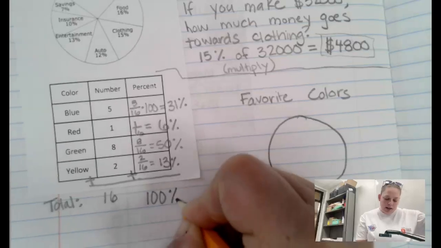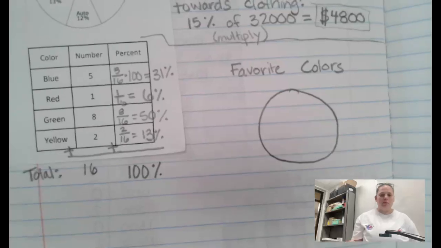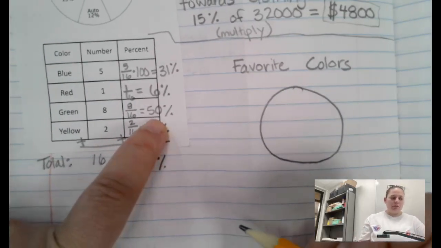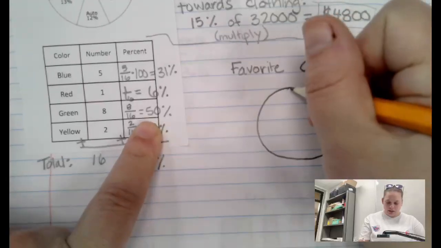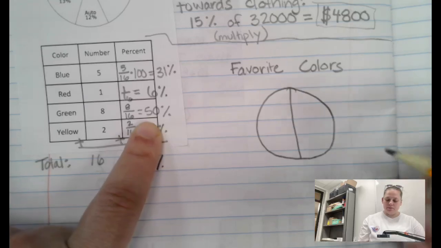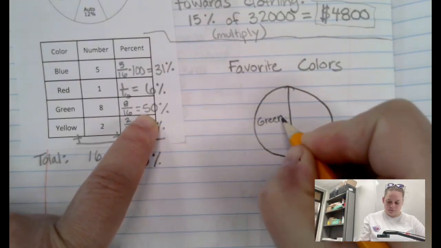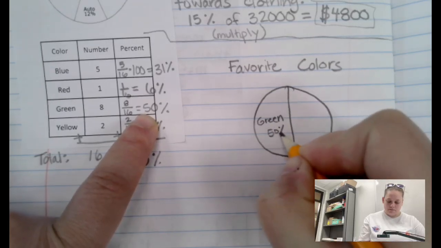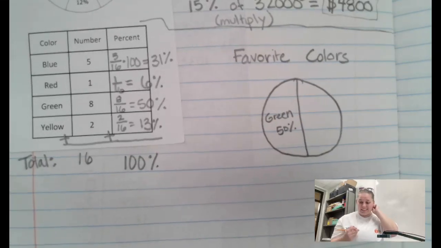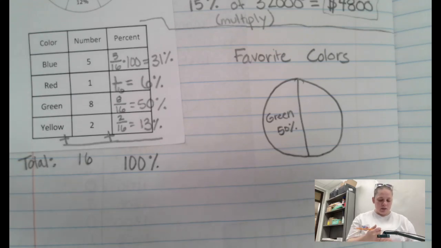All right, we are just going to be estimating how this is going to work in our circle. We're going to think of some of our angles that we're used to. So first off, I'm going to start with green. Green is 50%. So I'm going to cut this circle in half as best as I can, down the middle. Okay, so this is green, and it's 50%. I'm also going to write it there. That way the person that's reading this knows that if I didn't get it exact, this is what I meant. I meant it to be 50%, even if it's not exact.